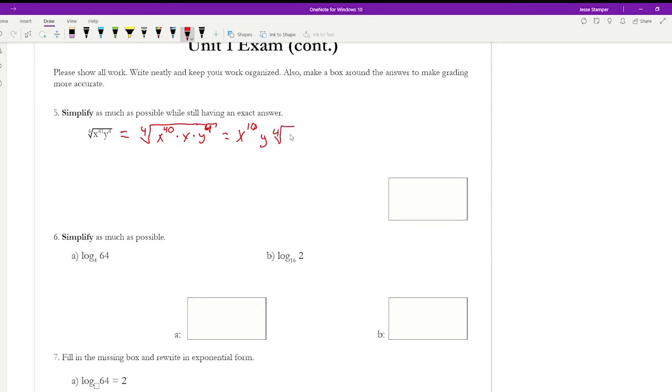But we've still got that lonely x still under the 4th root. And that is our answer. It is x to the 10th times y times the 4th root of x.